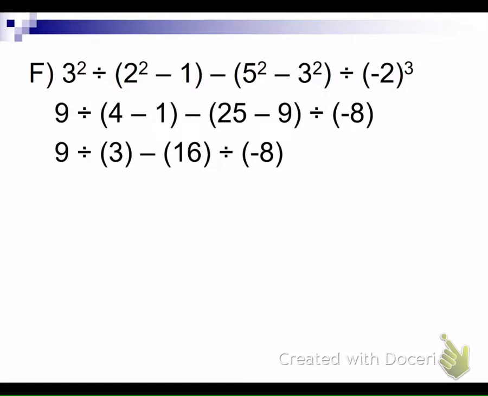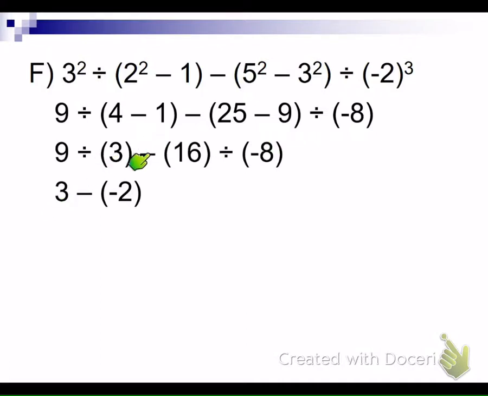What would be next? Dividing by 3? Yes, we're actually going to do both the division steps. Since they're not going to affect each other, you can do them at the same time. So 9 divided by 3 is 3.